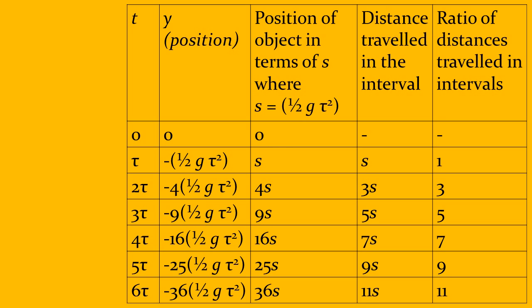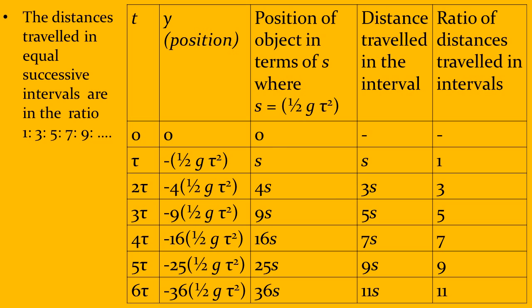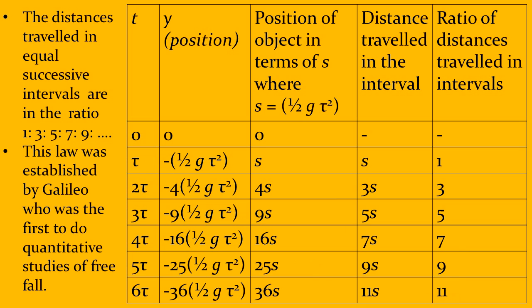s is common everywhere. So simply the ratio of distances is 1:3:5:7:9:11. That is what I have written here. Now this law was established by Galileo, who first made the quantitative studies of this free fall.